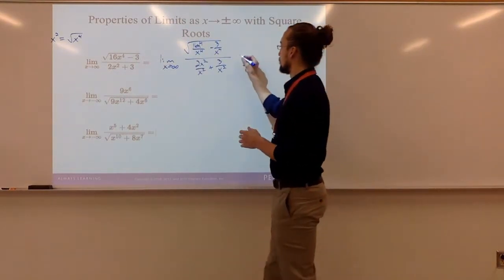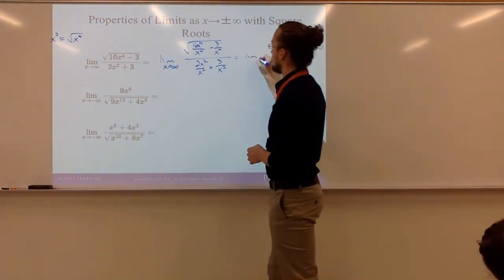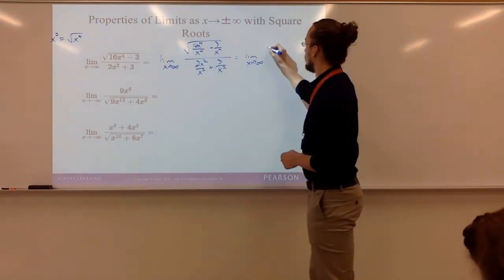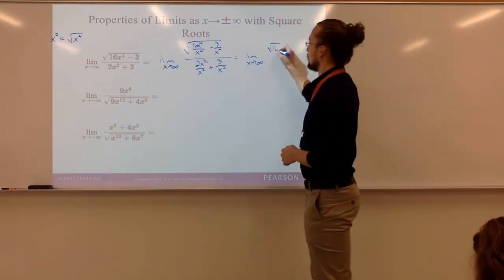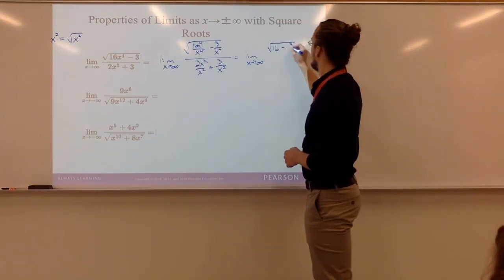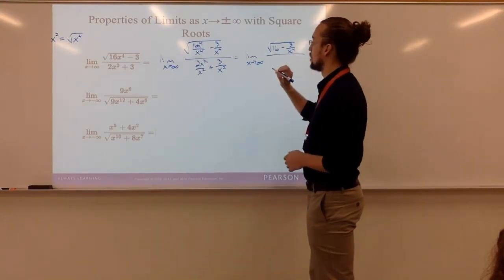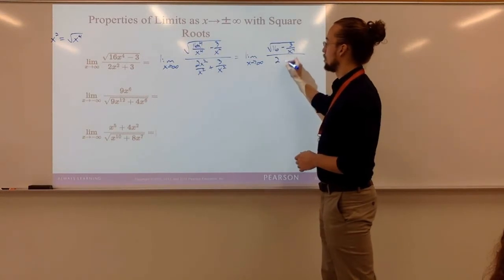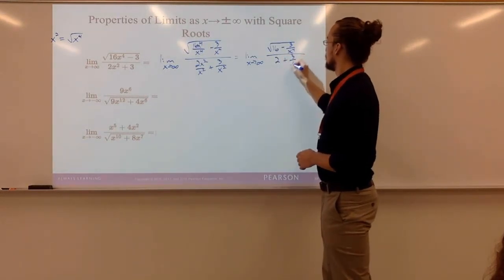Then we can do some simplification. So up here, I will have the square root of 16 minus 3 over x to the 4th. Down here, I will have 2 plus 3 over x squared.